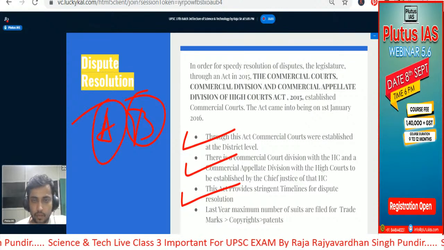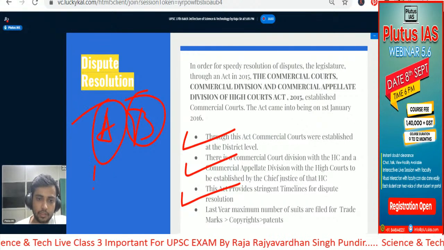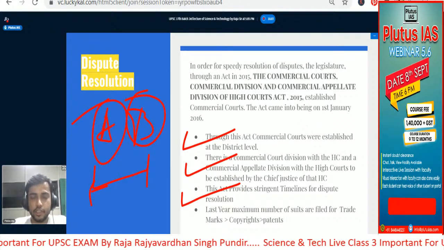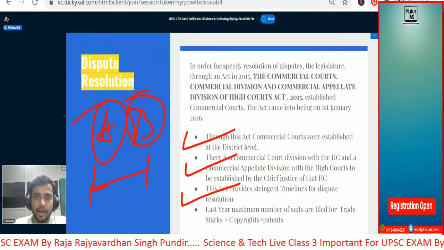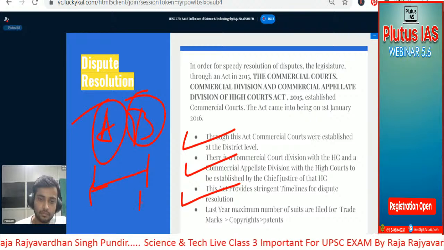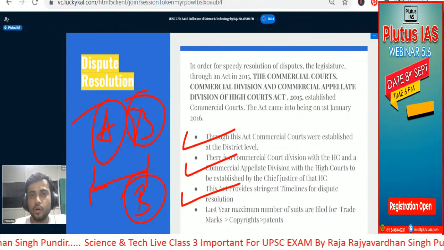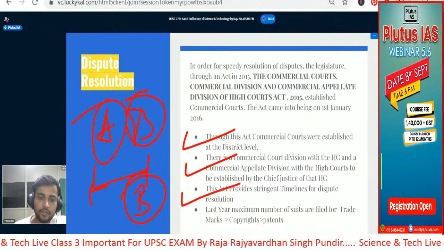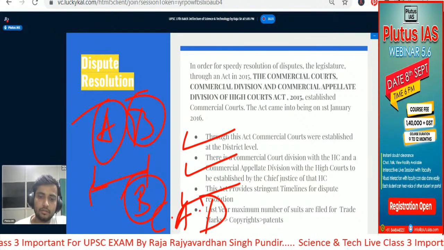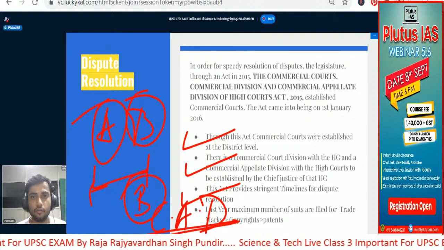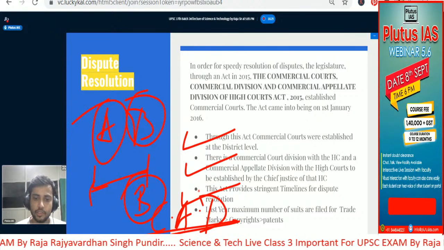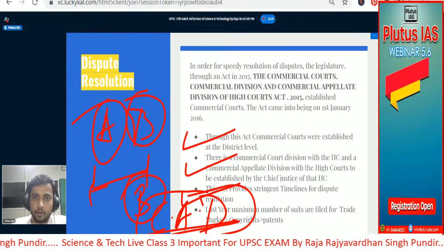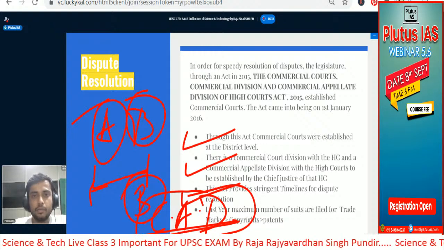Suppose the commercial court at the district level has passed a judgment for the dispute between A and B, and party B did not like that judgment. So party B can go to the commercial appellate division against the decision of the district court. Appeals in the matter of commercial disputes lie with the commercial appellate division.